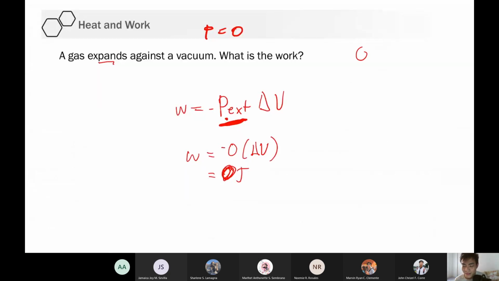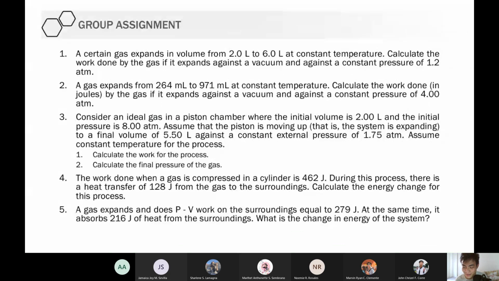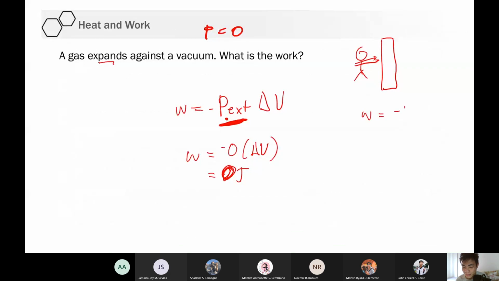What else? Kunwari ako, tinulak ko yung pader. Is there a work? Wala po. Bakit wala? Kasi pag di naman po gumalaw, di niyo po natulak yung pader. Nagulat ka, gumalaw pader, no? Tawag ka ng engineer niyan. Kasi kapag yung pader hindi gumalaw, remember, ang work natin is negative F delta X. Pag yung pader di gumalaw, walang delta X yon. So, 0 yan. So, gaano pa man kalakas yung force mo, hanggat hindi gumagalaw yan, wala kang work.